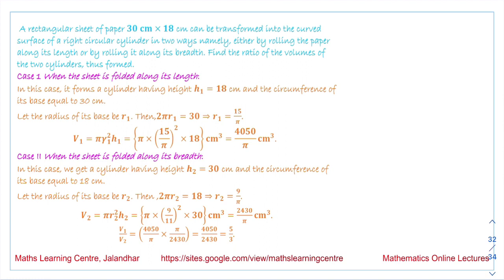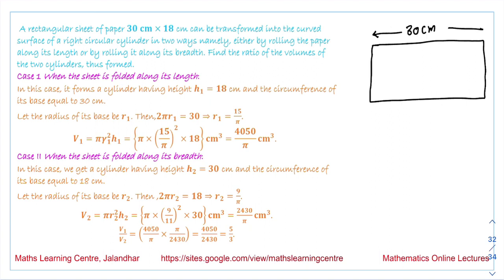Next, we are given that a rectangular sheet of paper is there. This is the rectangular sheet of paper. This side is 30 centimeter, and this side is 18 centimeter. Then this sheet is rolled to make the right circular cylinder in two forms.